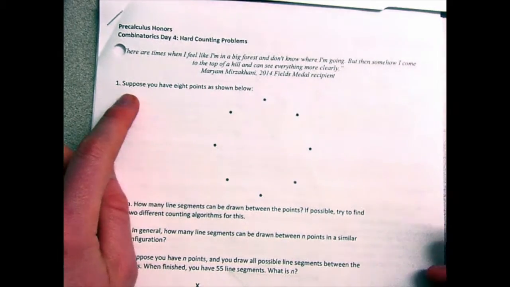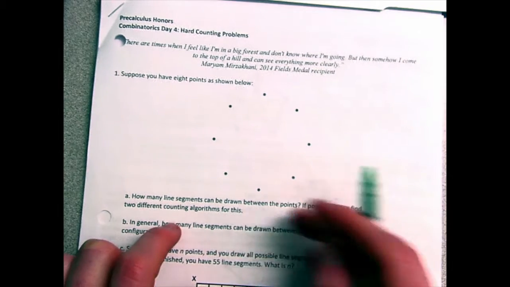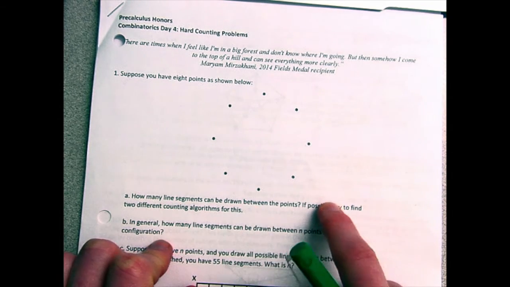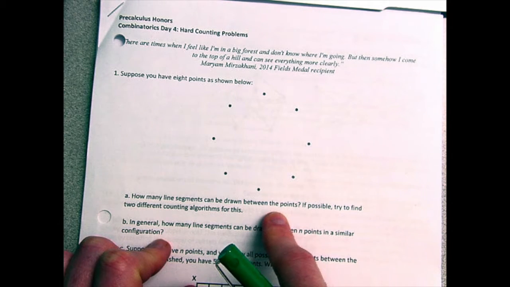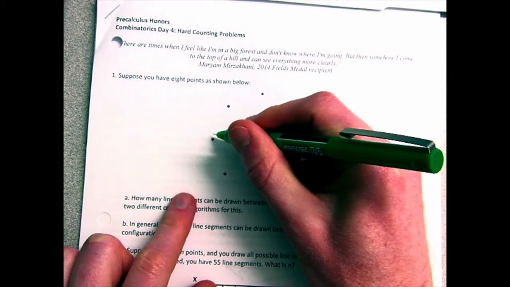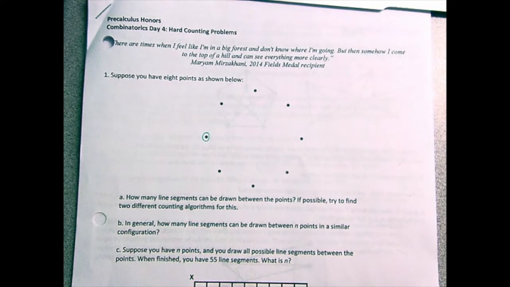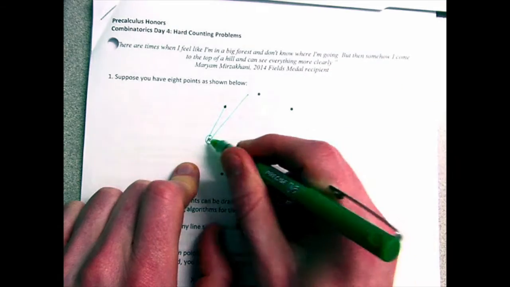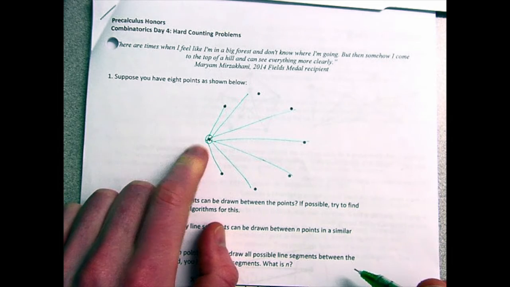In this first problem, I ask you to consider the following 8 points, and suppose that you want to draw line segments between these points. Here's the question: how many line segments could you draw between the points? There's a couple ways of doing it. One way would be to consider all of the segments which come from this point right here. I guess that would be 1, 2, 3, 4, 5, 6, 7. So 7 segments from that point.